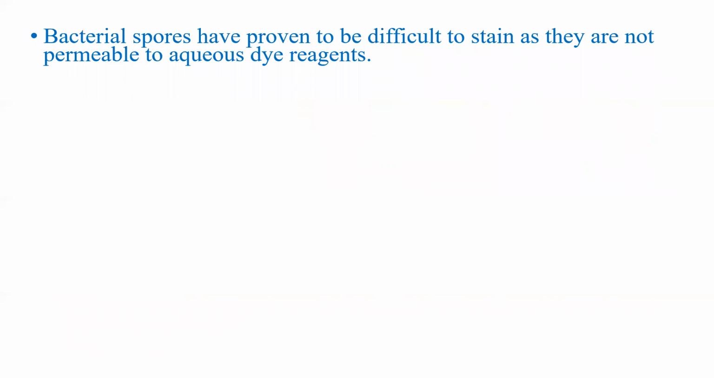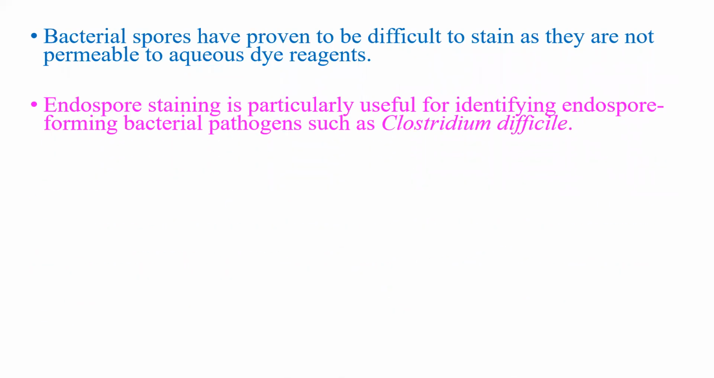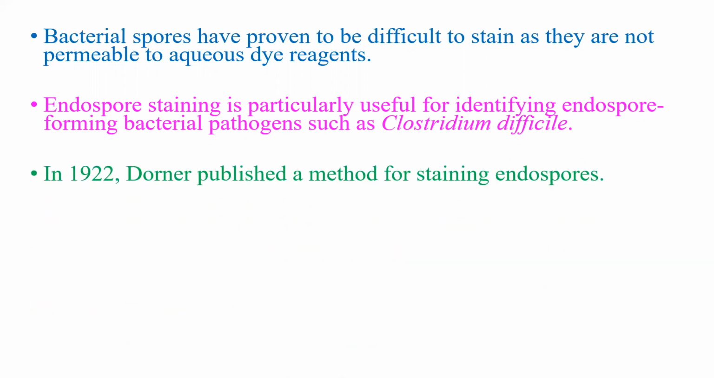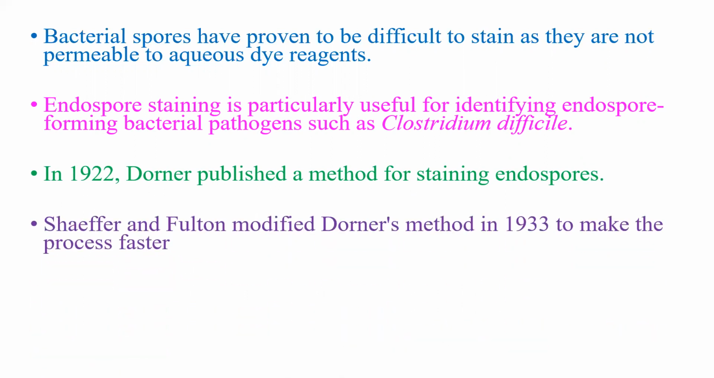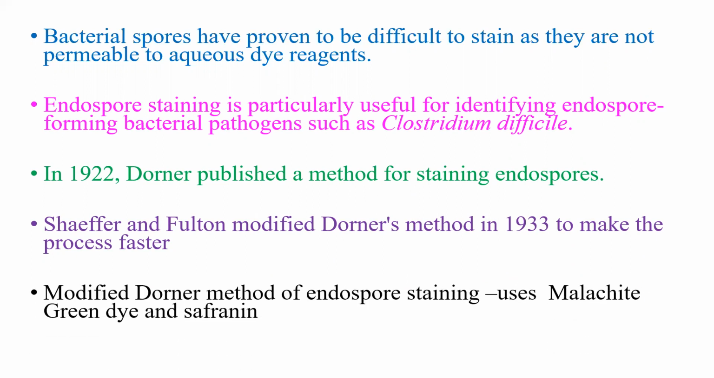Bacterial spores have proven to be difficult to stain as they are not permeable to aqueous dye reagents. Endospore staining is particularly useful for identifying endospore forming bacterial pathogens such as Clostridium difficile. In 1922, Dorner published a method for staining these endospores. Schaefer and Fulton modified Dorner's method in 1933 to make the process faster. This modified Dorner method of endospore staining uses malachite green dye and safranin.